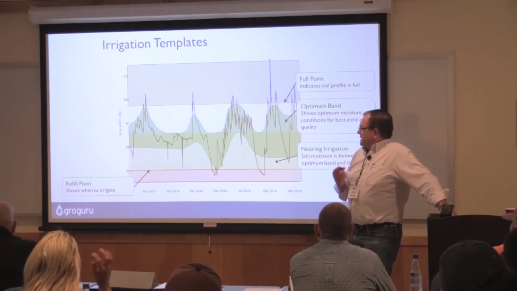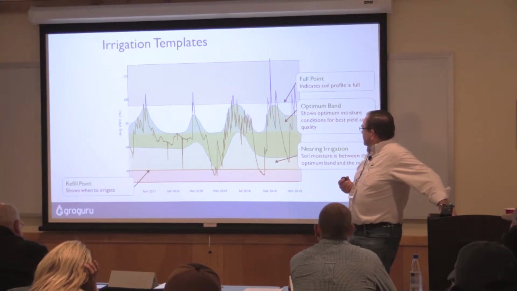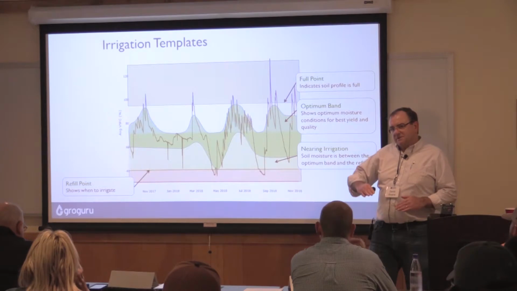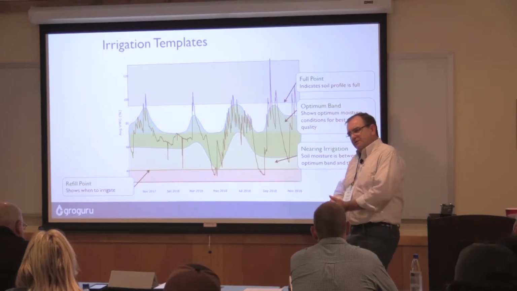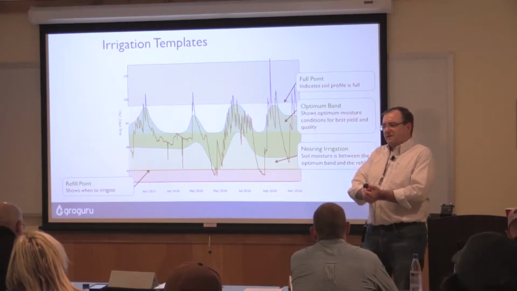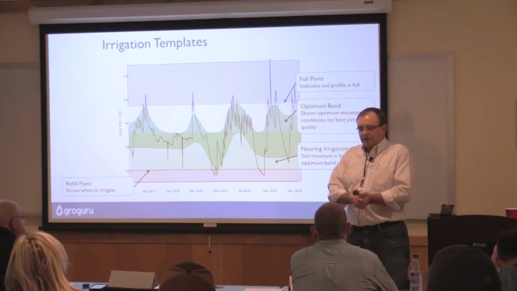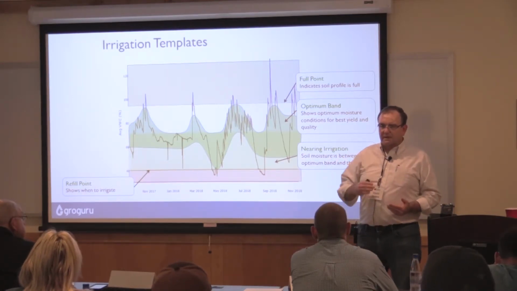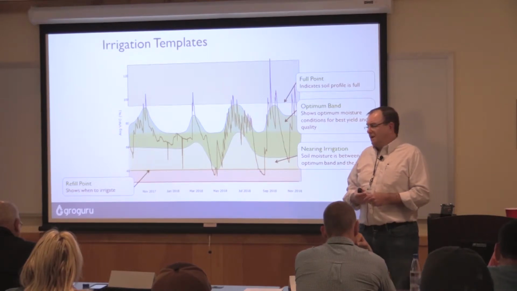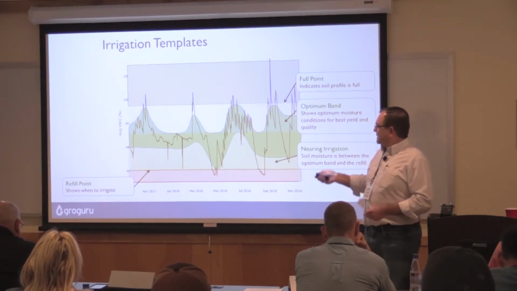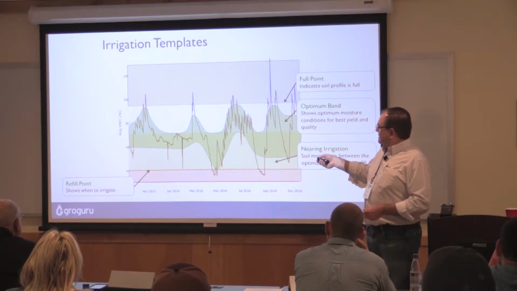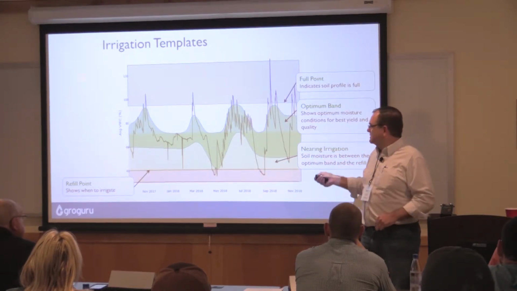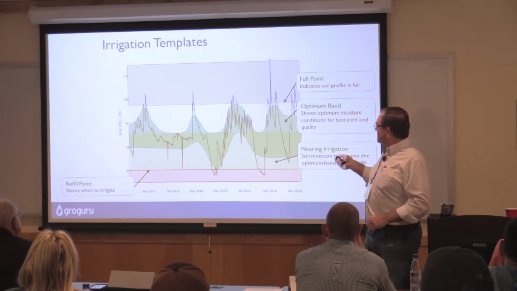So let's talk about irrigation templates. We're always looking at all the individual sensors. If we bring all those together in a single line, then we can plot one line on the graph. And that line is, like Russ was saying, a gas gauge. Now I can put a line across the top here to say, well, my soil can't hold any more. My tank is full across the top. So that's my full point.